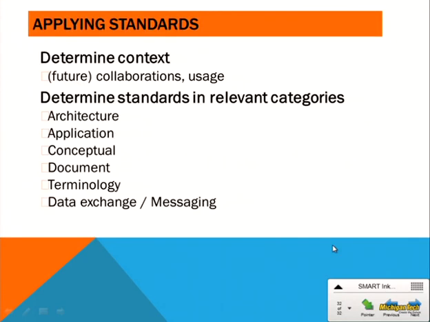After that, how do you apply the standards? Firstly, we need to determine the context: collaboration, usage, or something else. Secondly, you need to determine the standards in relevant categories. You need to use the standard in architecture, application, conceptual, document, terminology, data exchange, and messaging. Based on your needs, you can select the standard.